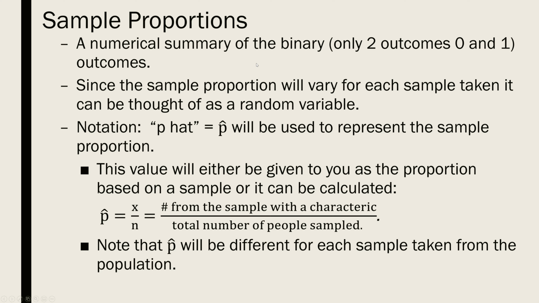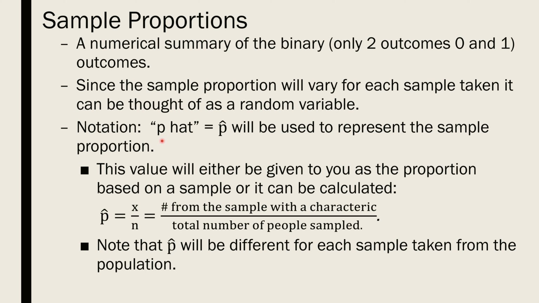In this video, we are going to learn sampling distribution for proportions. Sample proportions is a numerical summary of the binary outcomes. When we say it is binary outcomes, it means we only have two outcomes. It is 0 or 1. Since the sample proportion will vary for each sample taken, it can be thought of as a random variable.